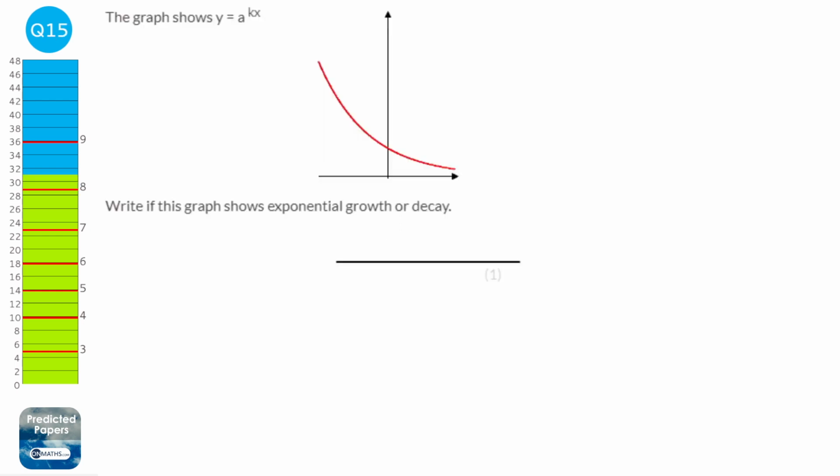An exponential growth would show an increase from left to right, but the graph we've got in front of us, or the sketch, is showing it decreasing, so it's going to be a decay.